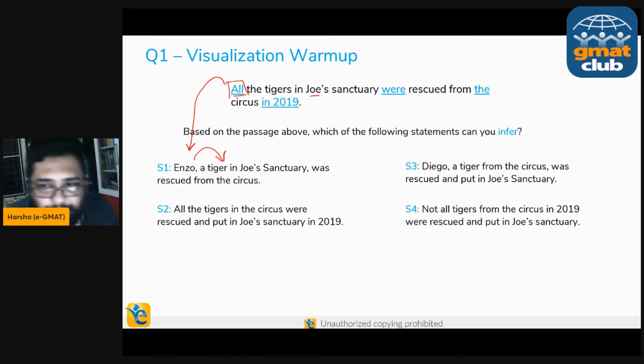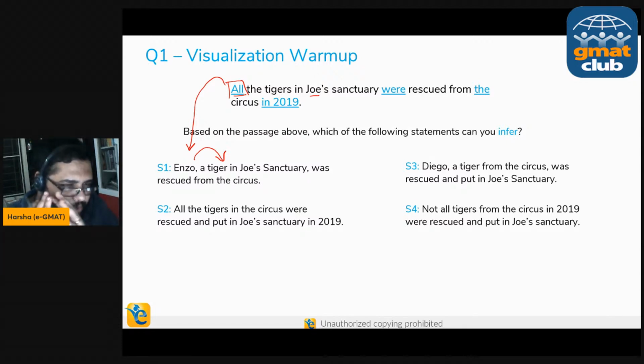Now, statement 1 does not mention 2019, but is it required? Even if it's not mentioned that it was rescued in 2019, at the end of the day, is it not correct to say this particular tiger called Enzo was rescued from the circus? Just so happened that it was in 2019. 2019 does not have to be mentioned, but it is still the correct answer.